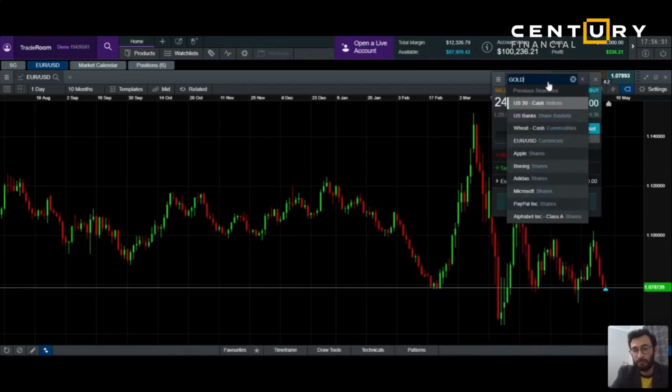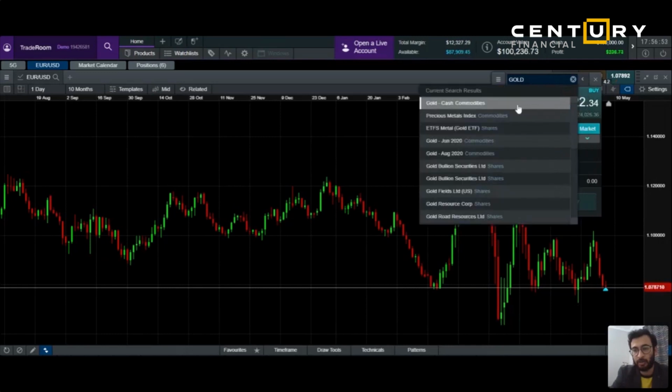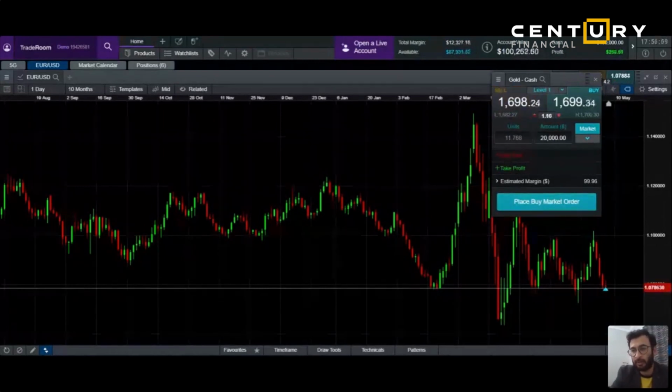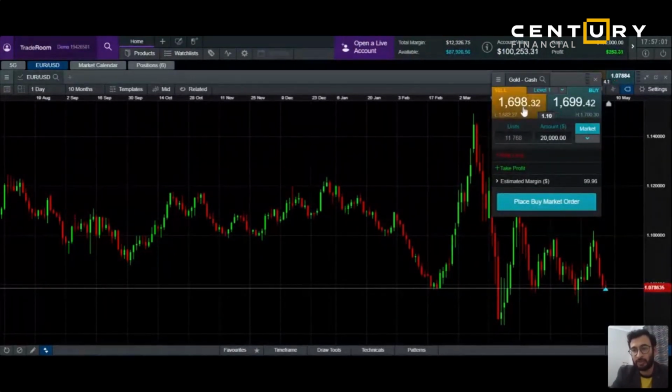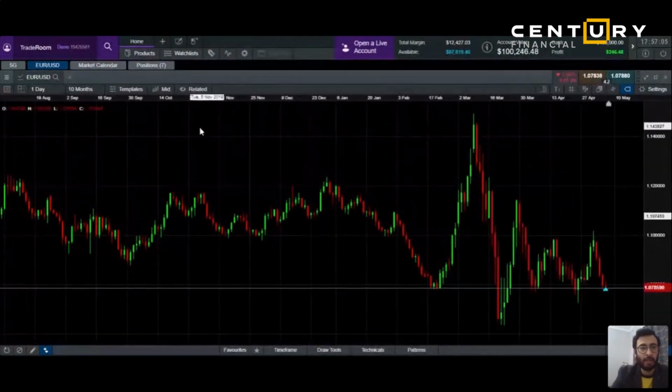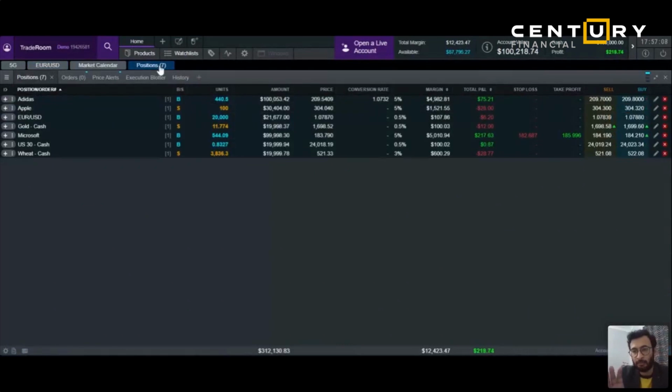Right. And one commodity as in gold. Select gold here. Gold is 1698. Let's say I'm selling gold, expecting it to come down. Sold it. What I did, I just took random positions right now.